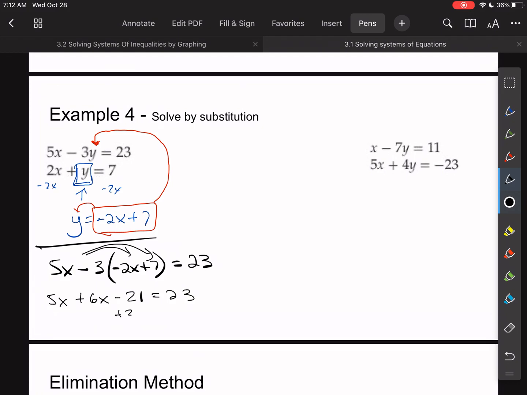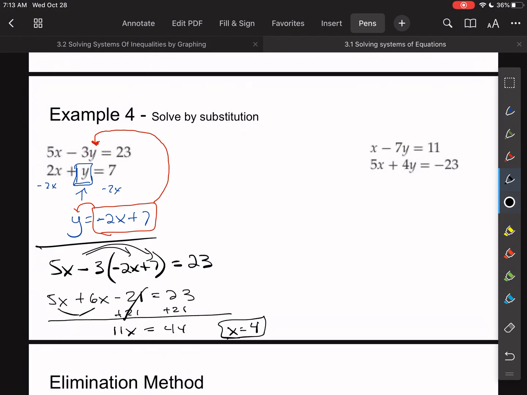Then let's solve this. I'm going to add 21 to both sides and combine my like terms. This becomes 11x, and this goes away. This is 44. If I divide both sides by 11 to get x by itself, I get x is equal to 4.